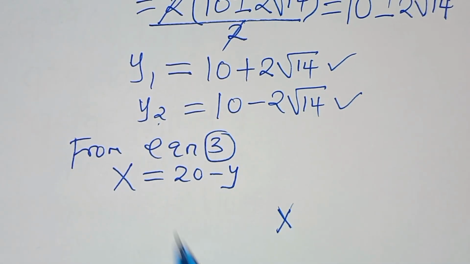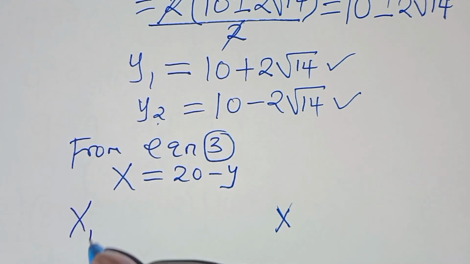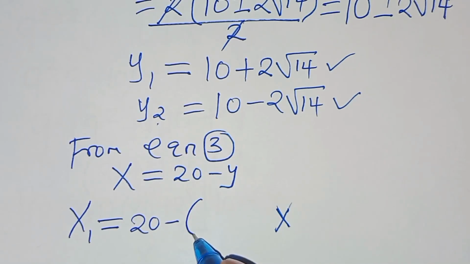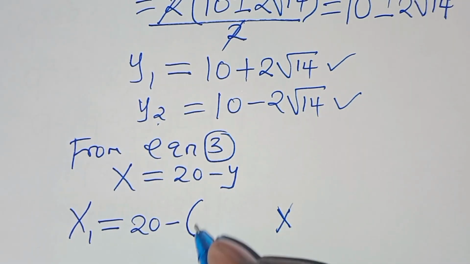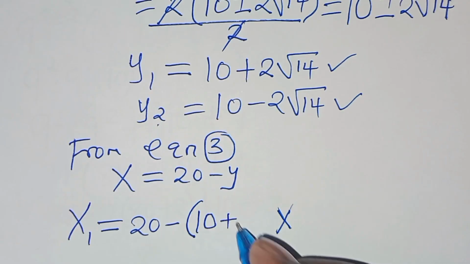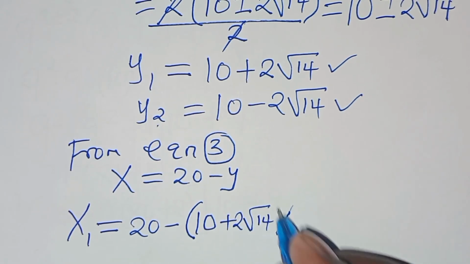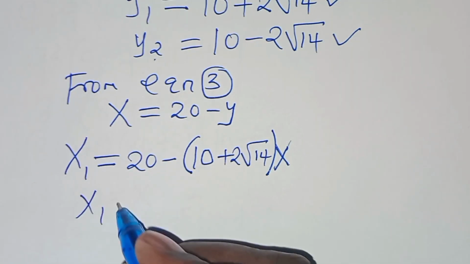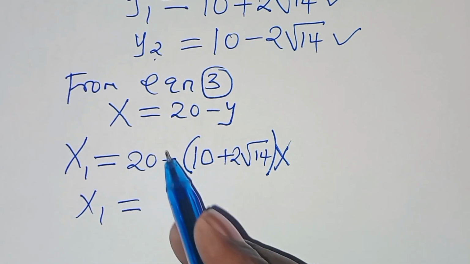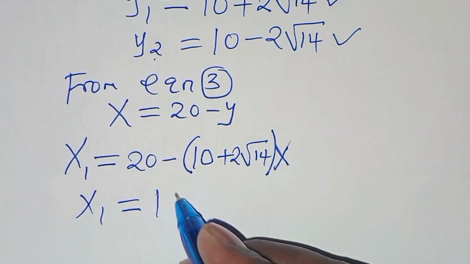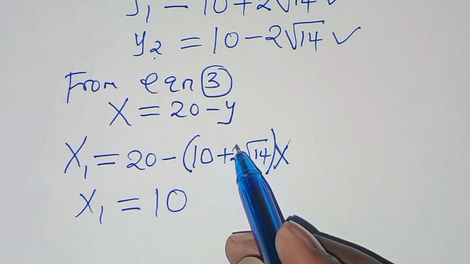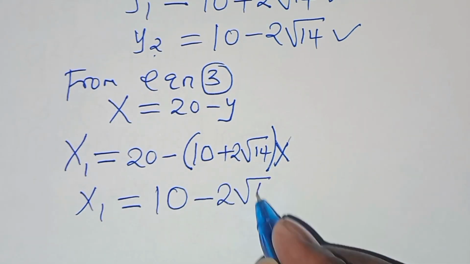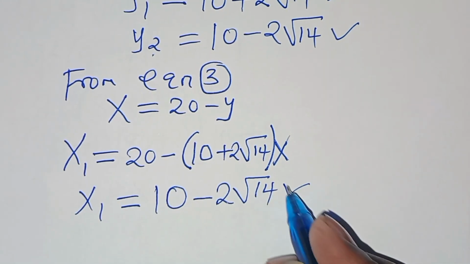We can substitute here so that we'll have x1 is equal to 20, subtract y1. y1 is 10 plus 2 square root of 14. So this implies that x1 is equal to 20 minus 10, which is the same thing as 10, minus times plus 2 square root of 14, this is minus 2 square root of 14. So this is what is x1.